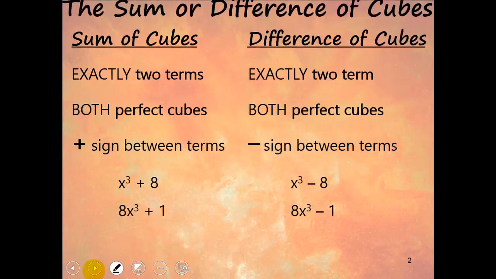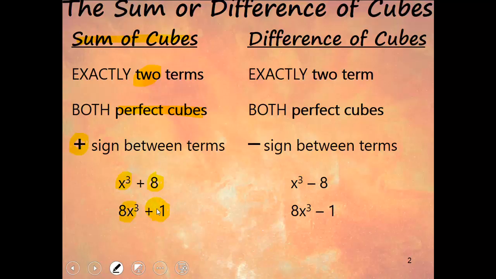So the sum of cubes has exactly two terms. They're both perfect cubes, and there's a plus sign in between them, okay? So examples would be x cubed, x is being cubed, and 8, 2 is being cubed. Another example would be 8x cubed. That would be 2x that's being cubed, and then a 1, which is 1 being cubed, all right?